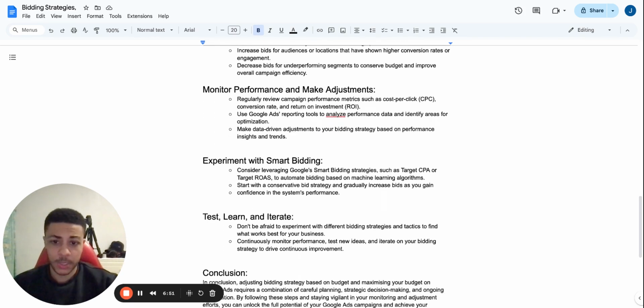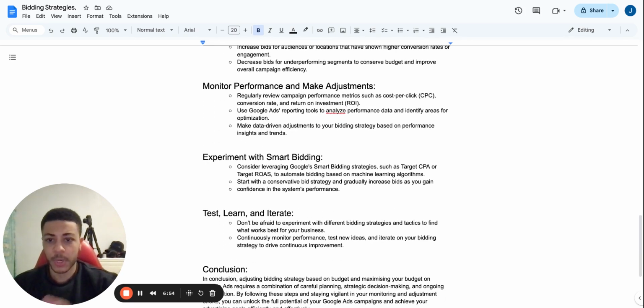The next thing you can do is experiment with smart bidding. You want to consider leveraging Google smart bidding strategies such as target CPA or target ROAS to automate your bidding strategy based on machine learning algorithms. See, this is for more beginners. If you are more well versed in Google Ads and you trust yourself, I'd rather you do that, because it's a lot easier to do something when you trust yourself and you know 100% what's going on, rather than relying on a machine to do it for you.